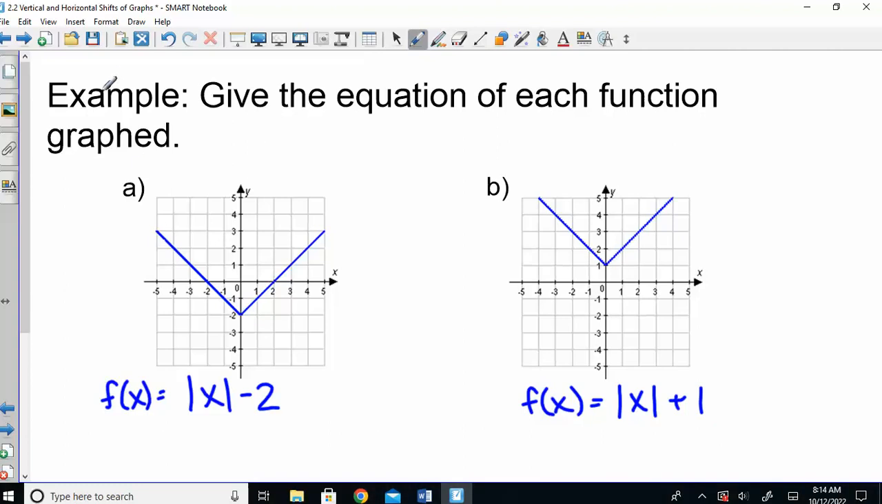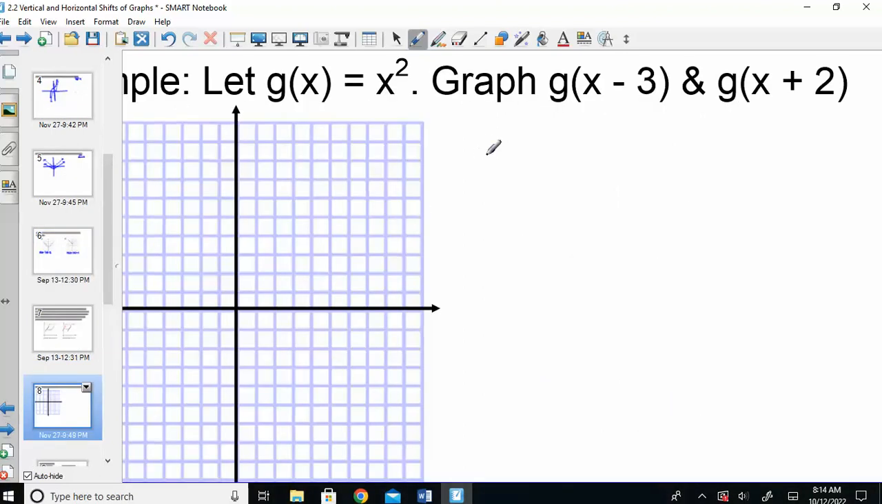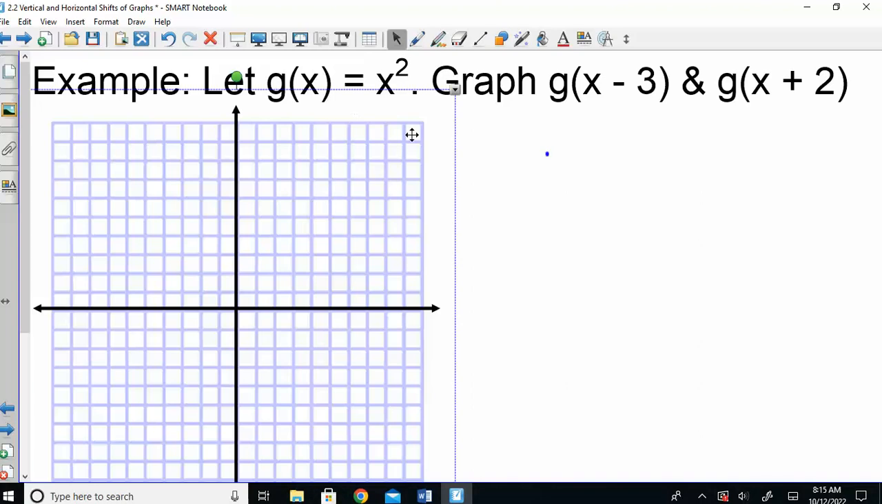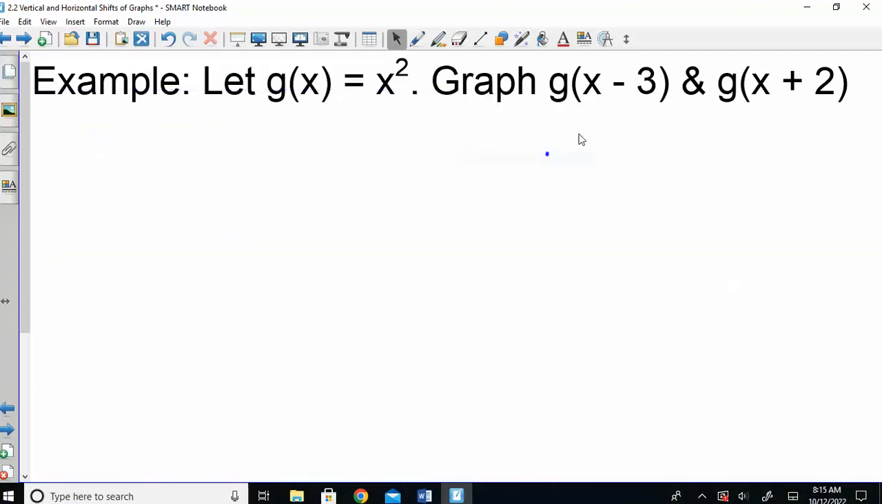All right. Let's do this one. All right, so g of x is x squared. And I want to graph g of x minus 3 and g of x plus 2.